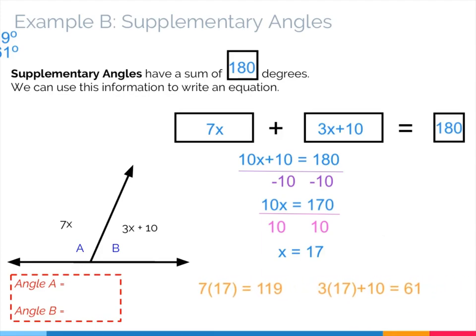So 17 times 7 is 119 degrees for angle A. And for angle B, 3 times 17 plus 10 is equal to 61, so angle B is 61 degrees. And that makes sense. You see that angle B is smaller than 90 degrees. Angle A is larger than 90 degrees, so 119 degrees is a good answer there. 61, a good answer there. Now let's take a look at example C.